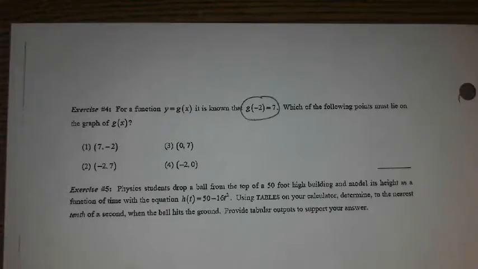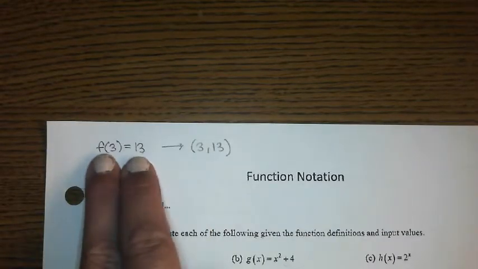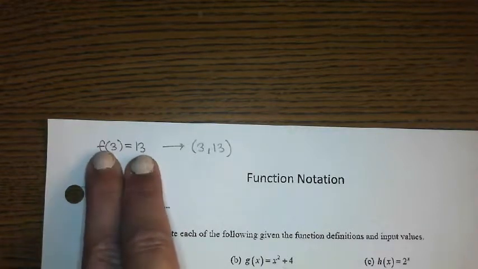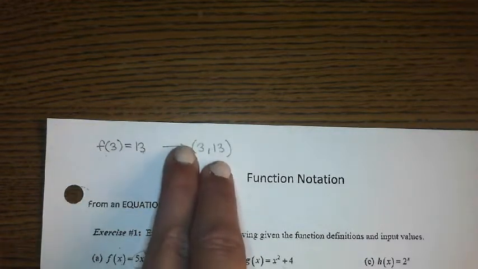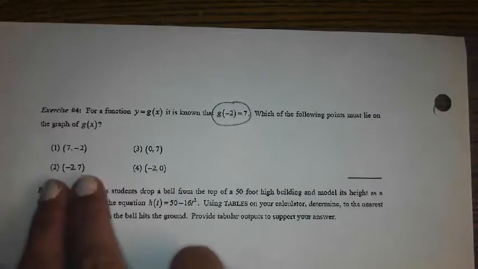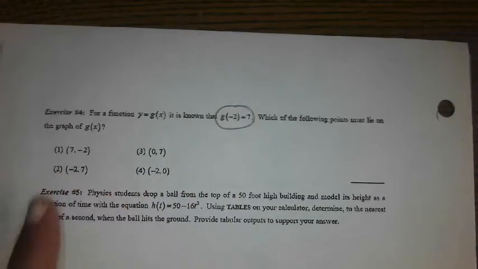Okay, good. Most of you got it right. This is the concept I told you about right here. If the function value at 3 is 13, that is equivalent to the point (3, 13). So this g of negative 2 equals 7 is the point (-2, 7). Number 2. Good.